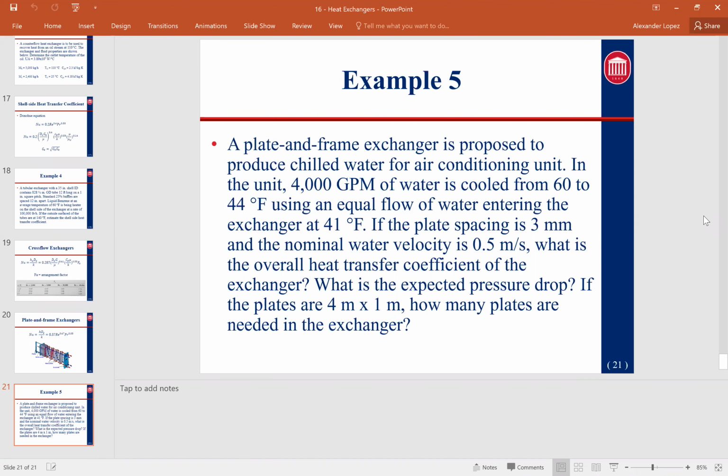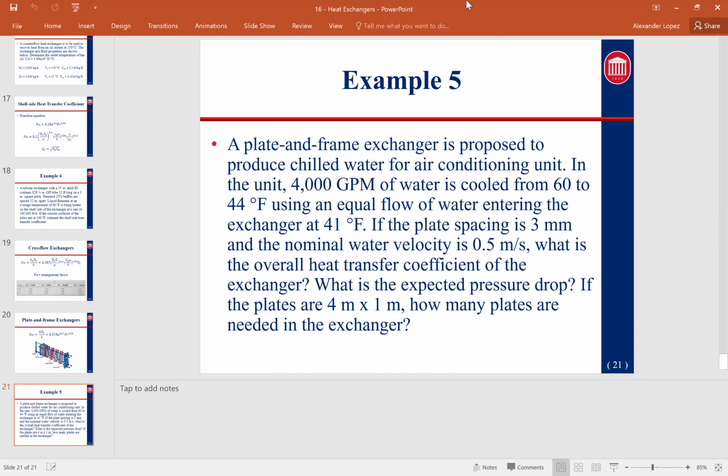If the plate spacing is approximately 3 millimeters, and the nominal water velocity on both sides is 0.5 meters per second, what is the overall heat transfer coefficient of the exchanger, the pressure drop, and how many plates are needed for this exchanger if the plates are approximately 4 meters high or long by 1 meter wide? So let's take a look at this, working it piece by piece.